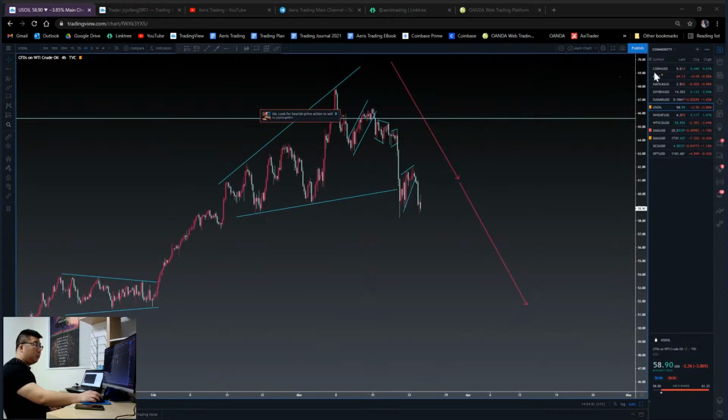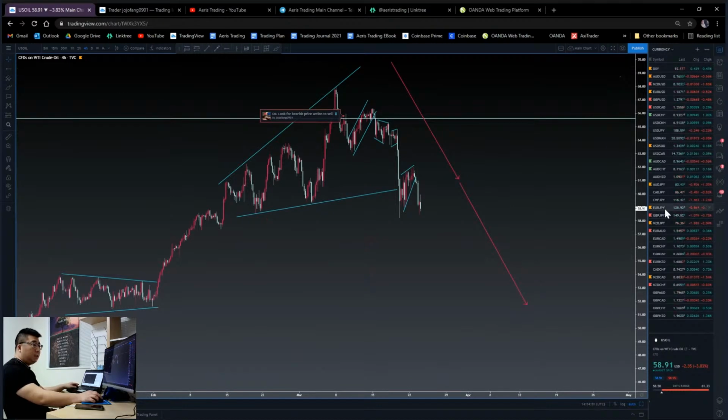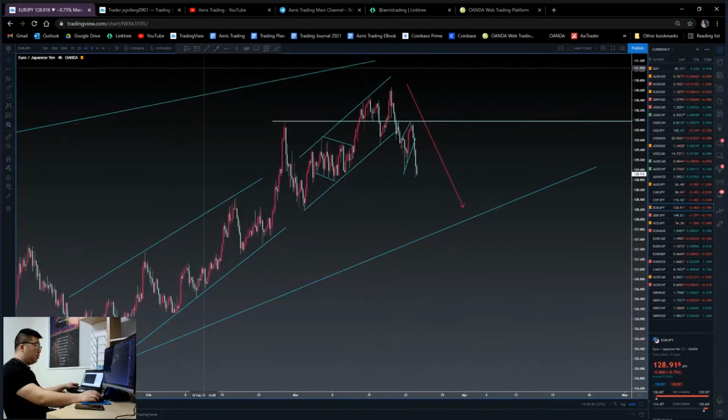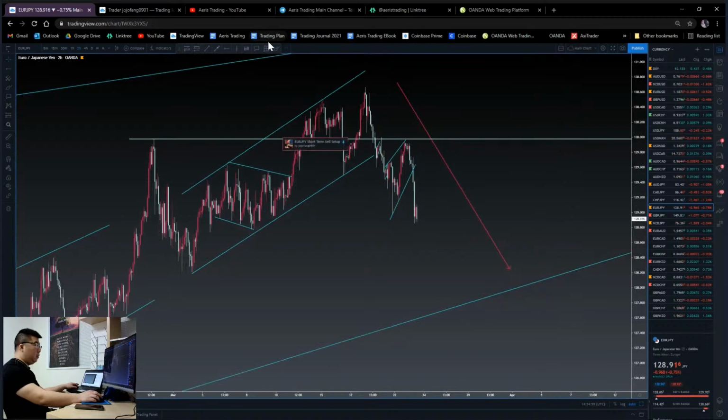How is Euro Yen? Euro Yen is okay. Euro Yen is pushing down, right? We talked about Euro Yen as well. Head and shoulders, we impulse out of this ascending channel. Looks like there's a continuation. We push down now. If there's a correction here, which likely it will, it can push down lower.